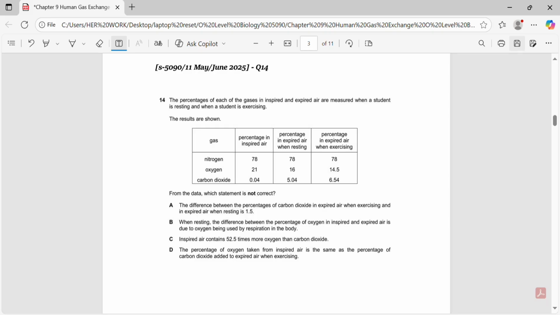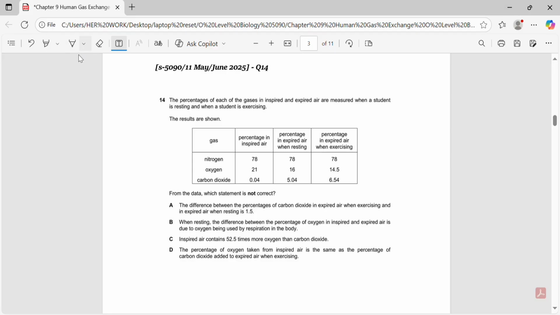Alright, back to the paper 1 questions, so let's look at this next multiple choice question and go through it step by step. The question says, the percentages of each of the gases in inspired and expired air are measured when a student is resting and when a student is exercising. And the results are shown in the table. Now the question asks, from the data, which statement is not correct? We have to identify the false option.